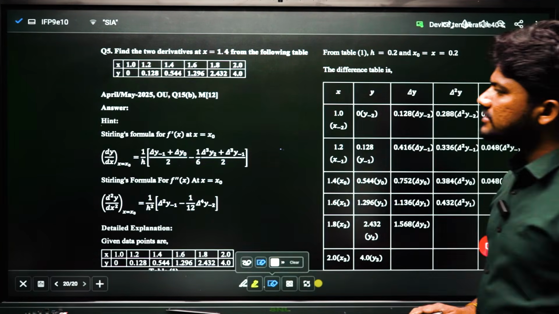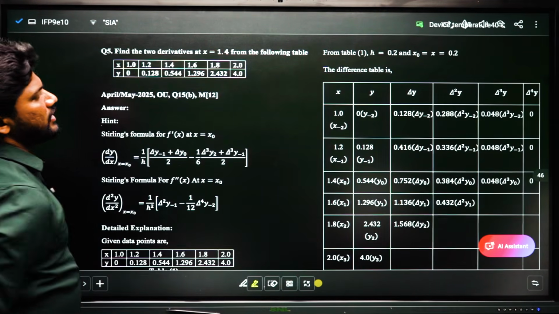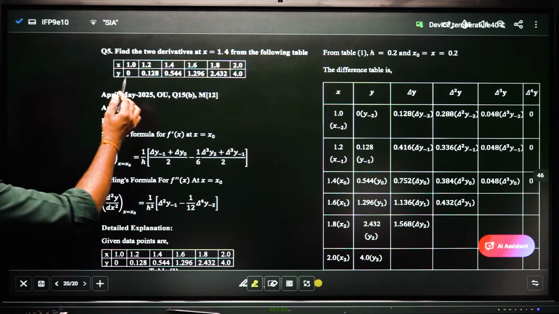Okay, so next question number 5. Find the two derivatives at x equal to 1.4 from the following table. This is the given table.